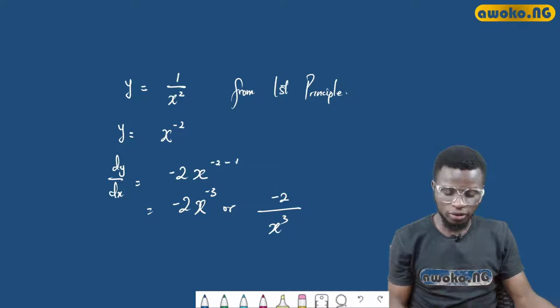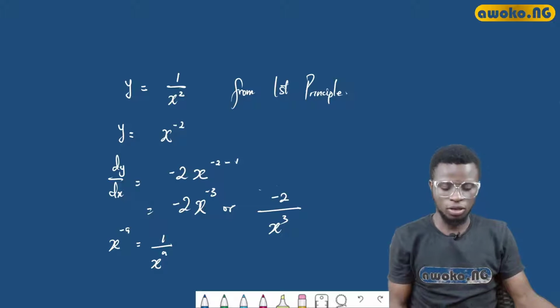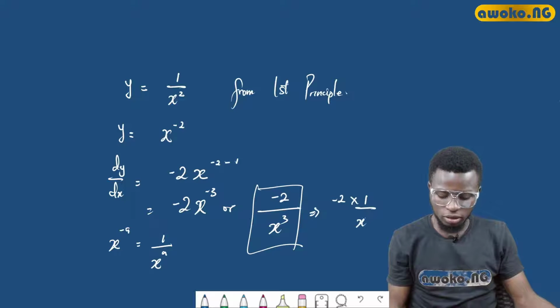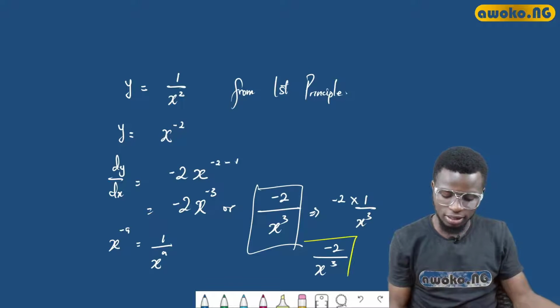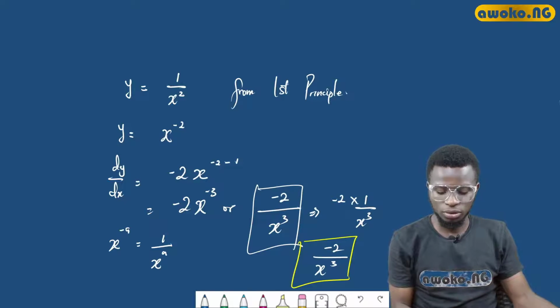Remember, from the law of indices we have that x raised to the power of minus a is equal to 1 over x raised to the power of the positive a. So this simplifies to minus 2 times 1 over x raised to the power of 3, which then gives us minus 2 over x raised to the power of 3 as our final answer. This is using the formula method.